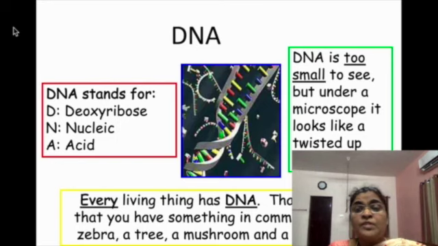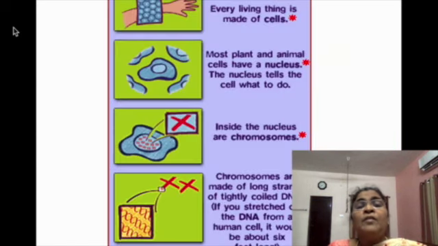We all know that DNA is very small, and we have to see it using a microscope. DNA stands for deoxyribonucleic acid, and it is found in all living things, common to trees, human beings and animals. Every living thing has cells, inside the cell we have a nucleus, and inside the nucleus we have chromosomes, made up of long strands of tightly coiled DNA.